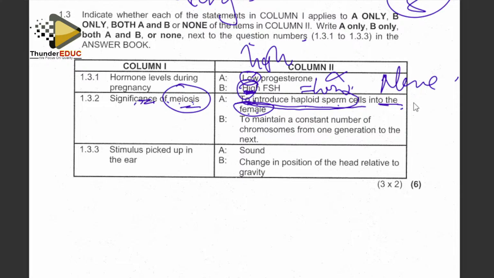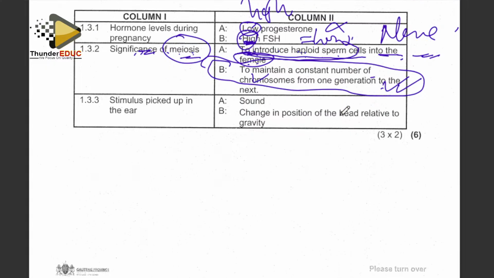Alright, so I'll leave this one hanging, but "maintains the constant number of chromosomes from one generation to another generation", this one is correct. But this one, yes, they will have to discuss it to confirm whether it is correct or to go with B only. Alright, we go to the next question.